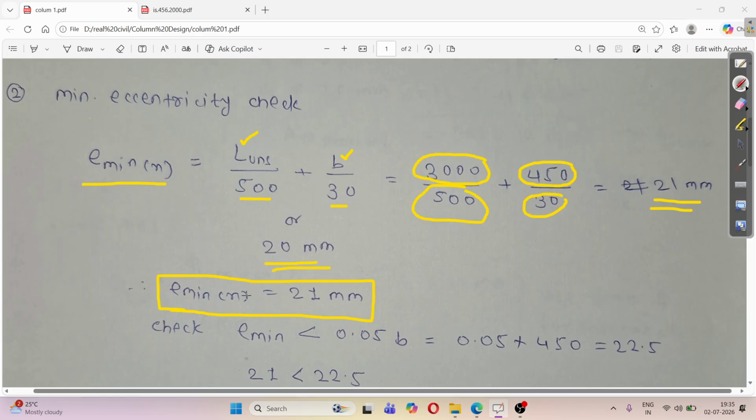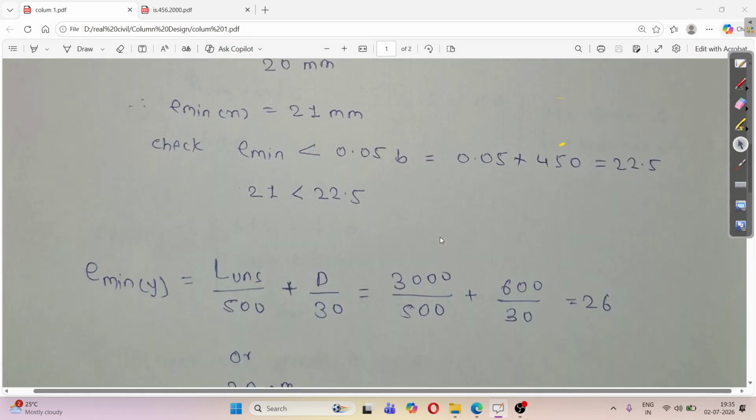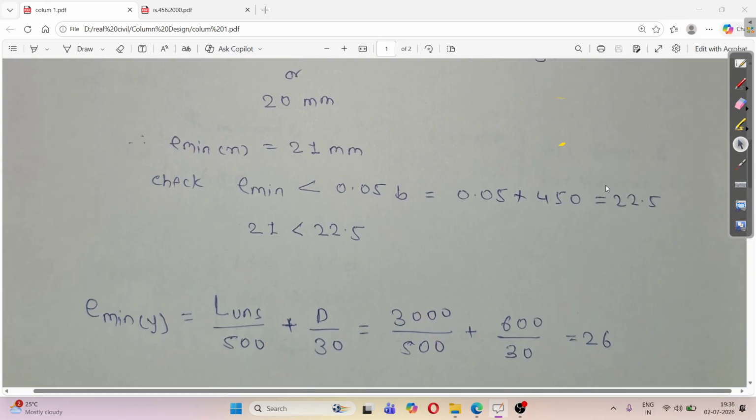Okay. Now very important, this is the minimum eccentricity, but we have to ensure that this minimum eccentricity is less than 0.05 times the lateral dimension. Okay, so this clause is given in 39.3. I will show.